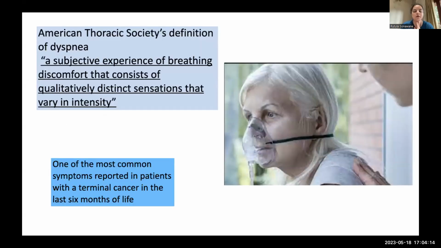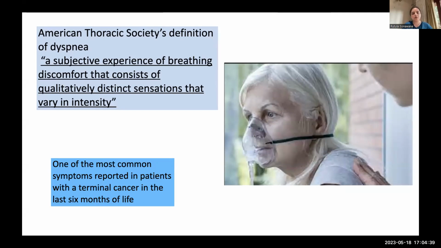According to the American Thoracic Society, breathlessness or dyspnea is a subjective experience of breathing discomfort that consists of qualitatively distinct sensations that vary in intensity, right? And as we all know, it's one of the most common symptoms reported in terminal cancer patients, especially during the last 6 months of their life.